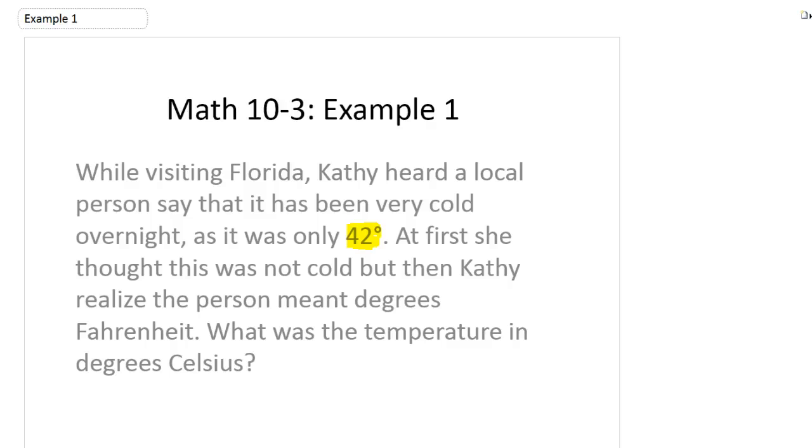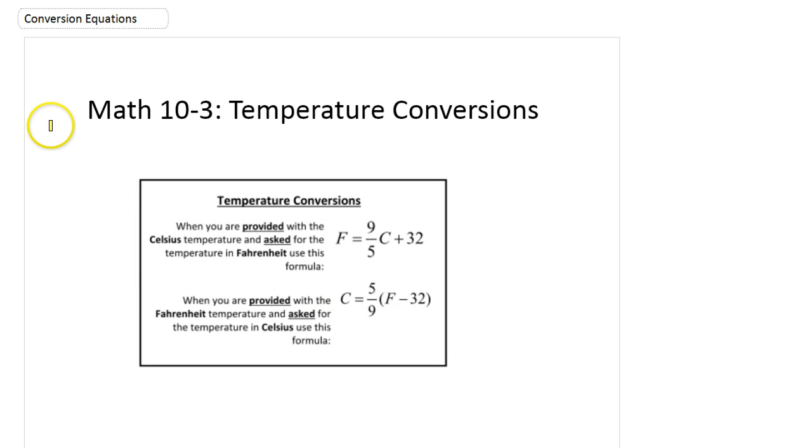Well, we need to look at how we convert. And here are two formulas. And you'll need to recognize which one to use at which time. So when you're given a Celsius temperature and you're looking for a Fahrenheit temperature, you're going to use this one, where Fahrenheit degrees is equal to 9/5 times the Celsius measurement plus 32. When you're looking to find your Celsius measurement, you take 5/9 times the Fahrenheit minus 32.